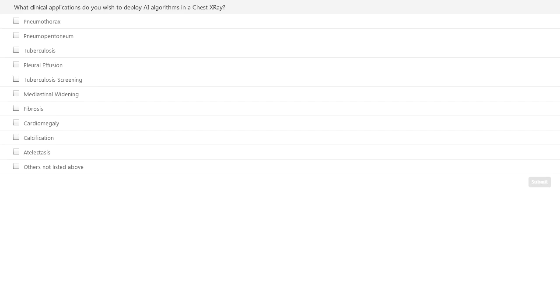What clinical applications do you wish to deploy AI algorithms in a chest X-ray? Number of choices to choose from here. I'd ask that you take a moment to participate in the poll, and then we'll move along.